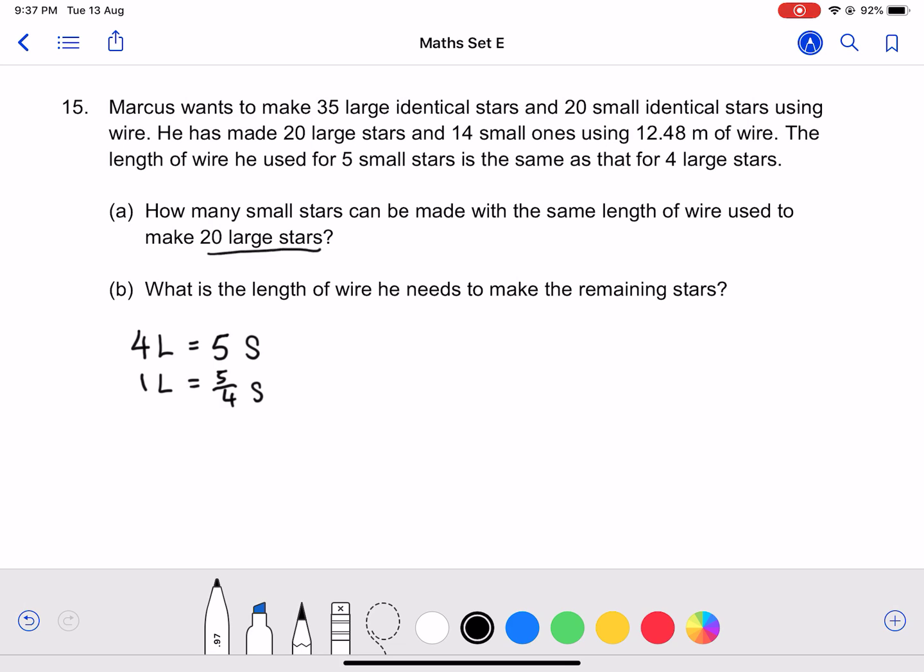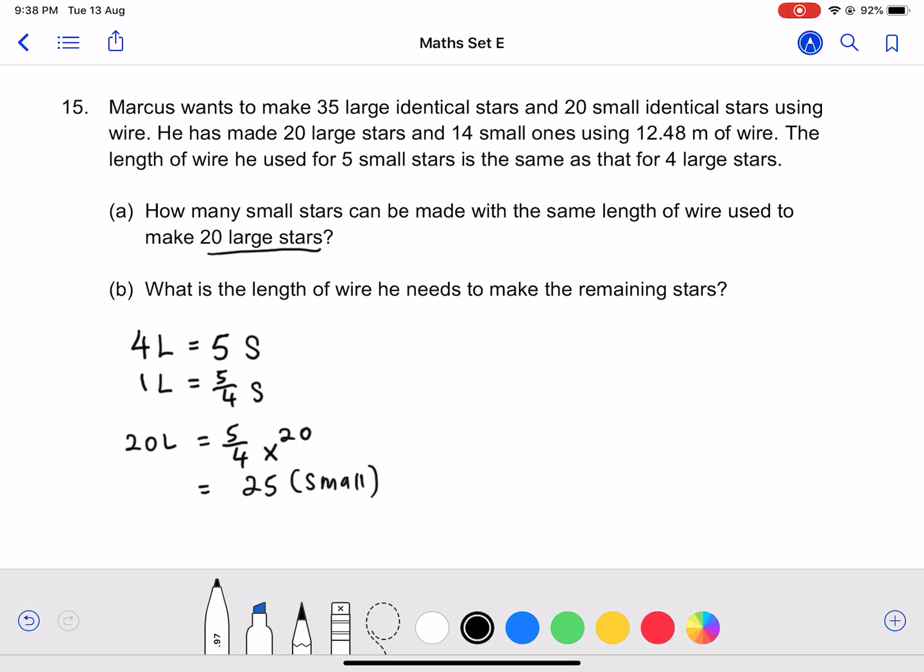With 20 large, how many small stars can be made? 20 large will be 4 times 20, which will give you 25 small, right? So the number obviously has to be bigger than 20. 20 large stars can make more small stars.